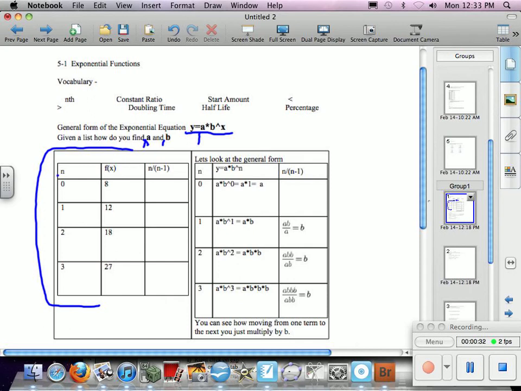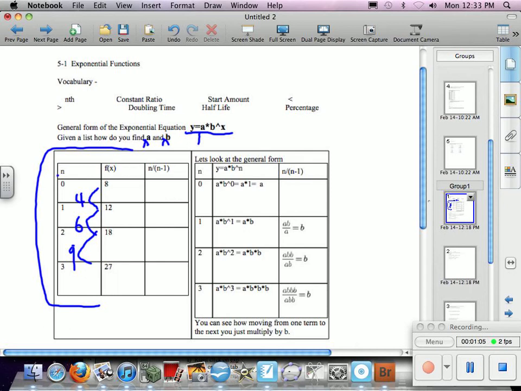a and b. Now, just looking through this table of values, I noticed that between here and here it goes up by 4, and between here and here it goes up by 6, and between here and here it goes up by 9. So I know that it's not linear. So maybe there's a constant multiplier instead of a constant something that's being added to it each time. So I'm going to look at the general form and see if that's going to tell me anything about where I might find my a and b.